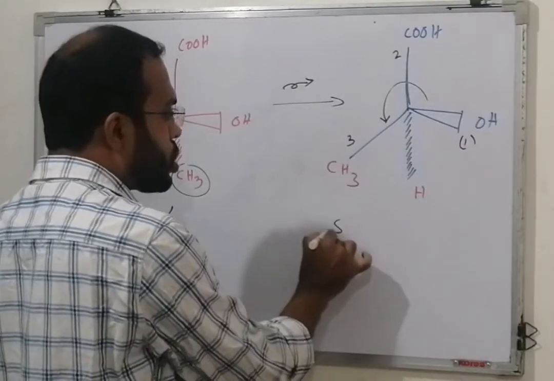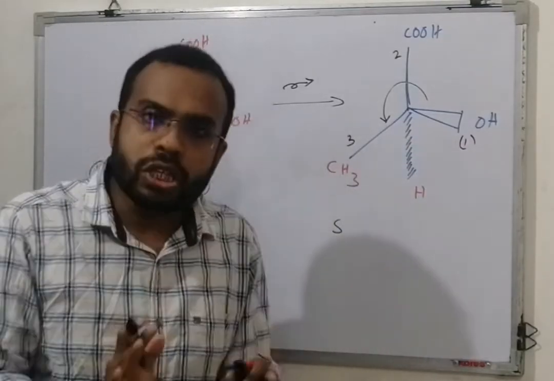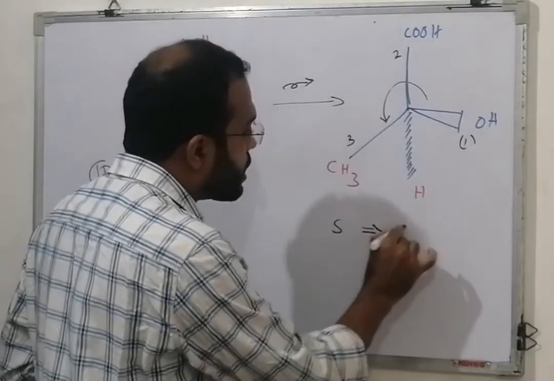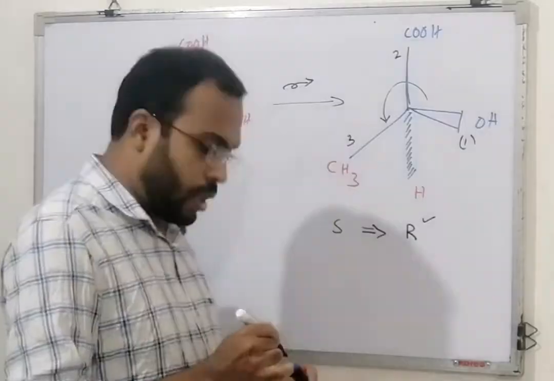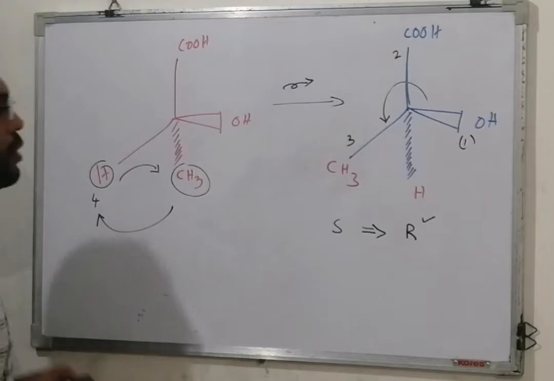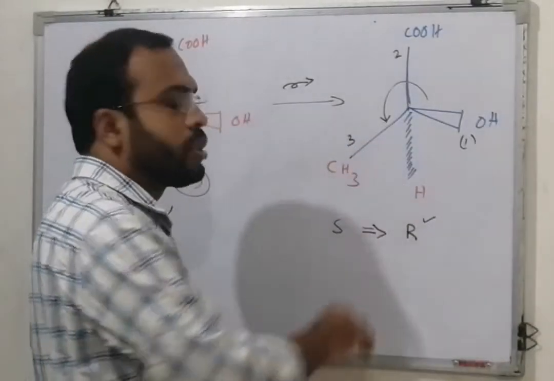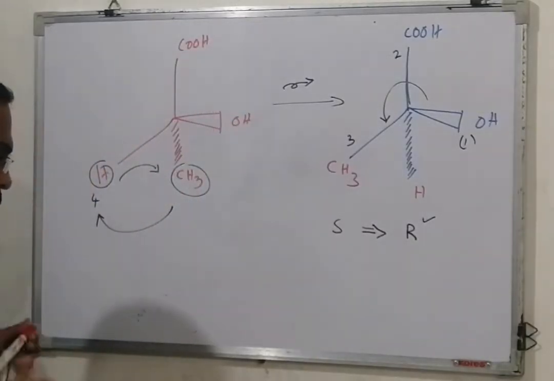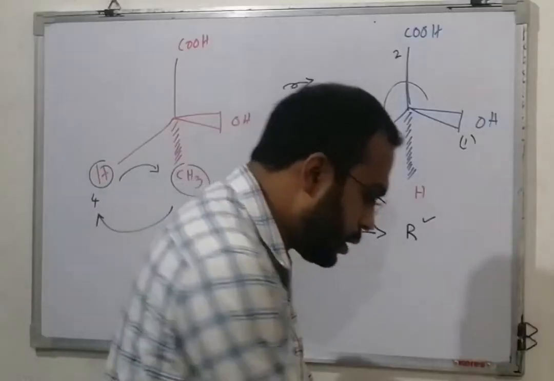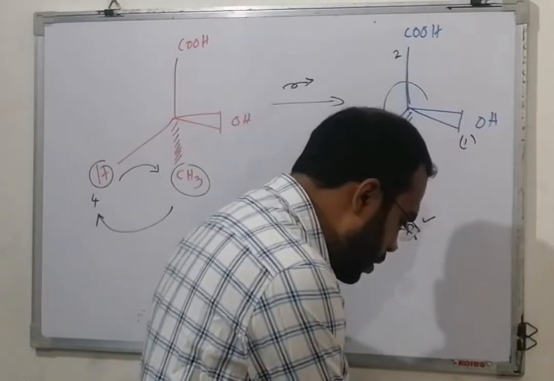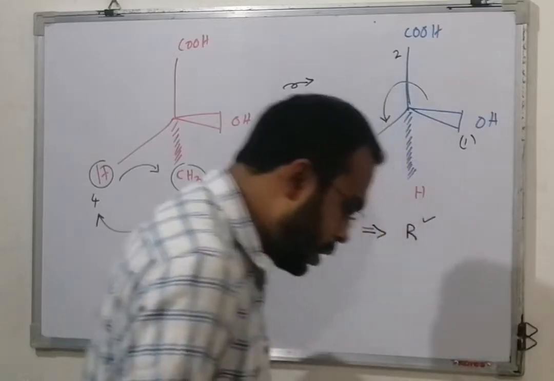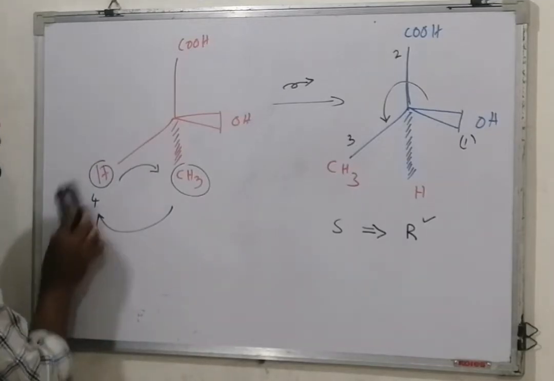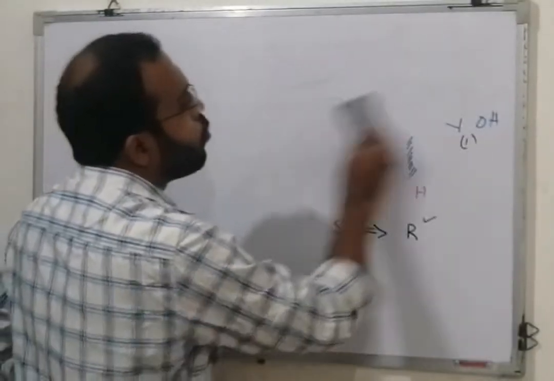You are getting anti-clockwise, S, but you got the S just after one exchanging. Therefore, your actual one is R. This is the actual one. Since you have one exchange, after exchanging, whatever you got, just reverse it. That is the actual configuration. Please remember that. This is the only care you have to take if the least priority is not on the dashed line, or away from the observer. You can go through one more example like that.